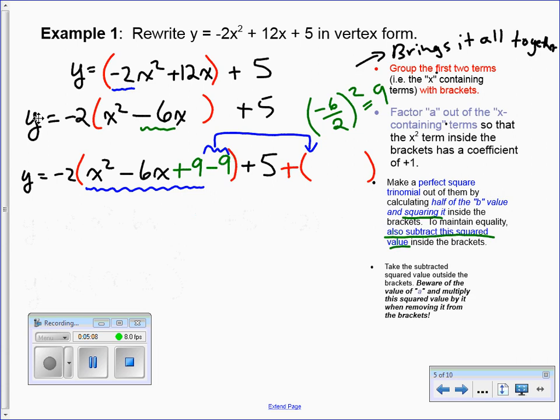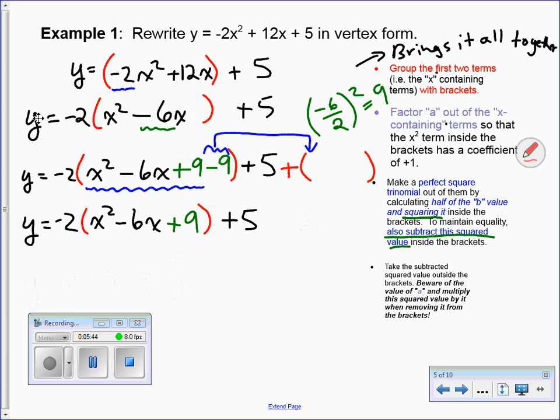Now, you're going to take that subtracted number of negative 9 that's inside that bracket, and we're going to move it outside our bracket. So this is what you're going to get. You're going to get y is equal to negative 2, and then you still have your stuff from before inside our bracket, which is our nice perfect square, because if you take a look at this, the square root of x squared is x, the square root of 9 is 3, x times 3 gives us 3x, multiply it, we end up with minus 6x, perfect. It is a perfect square. And then we still have our plus 5, but our issue is the brackets.